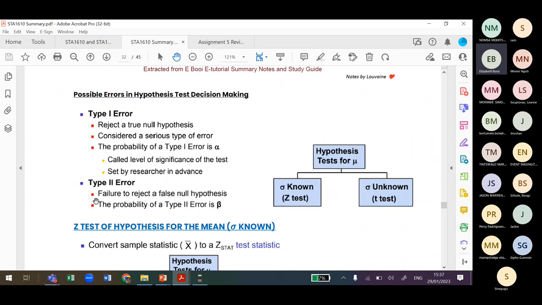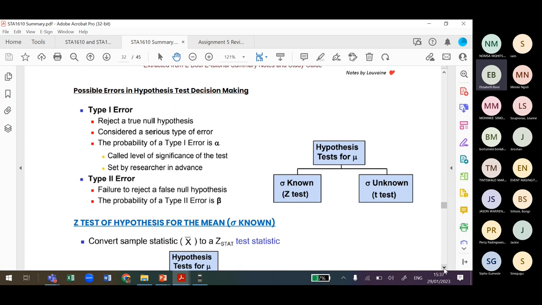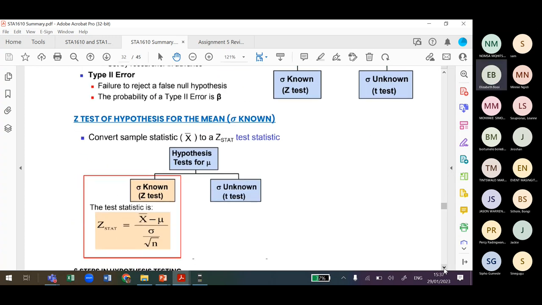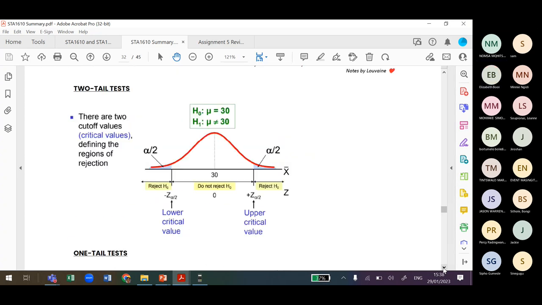What I didn't mention is the type errors. You just need to remember that a type 1 error is to reject the true null hypothesis, and a type 2 error is when we fail to reject a false null hypothesis, and so on. All the things are here. All the steps, the six steps that I just went through with you, you just need to know them.